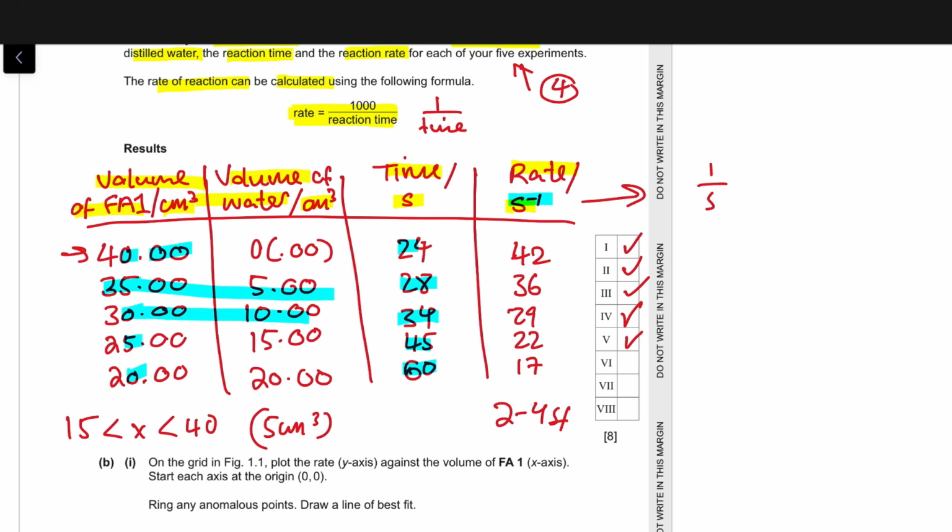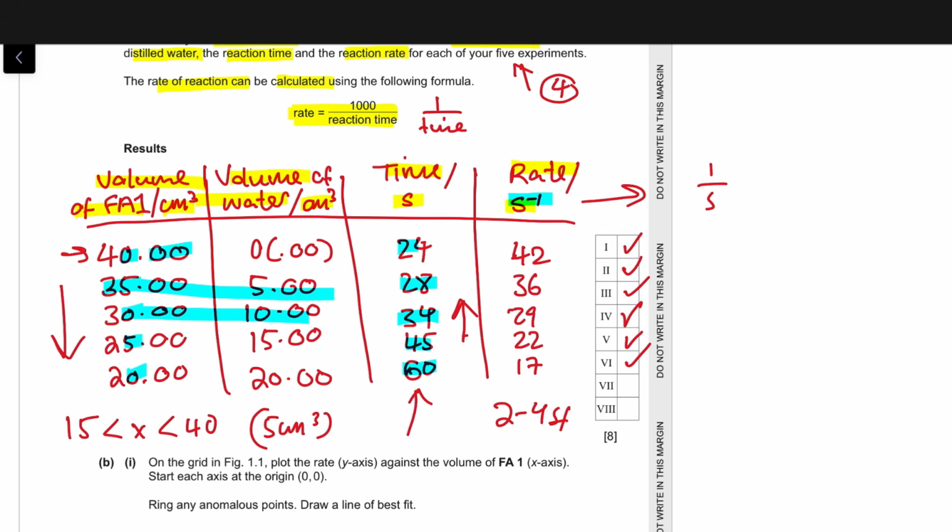It says our sixth marking point is if all times recorded increase with decreasing volume of FA1. So as the FA1 decreases, our reaction time increases. And this makes sense because the more dilute a solution is, the longer the reaction will take to fully finish. So the more time the reaction will spend making products.